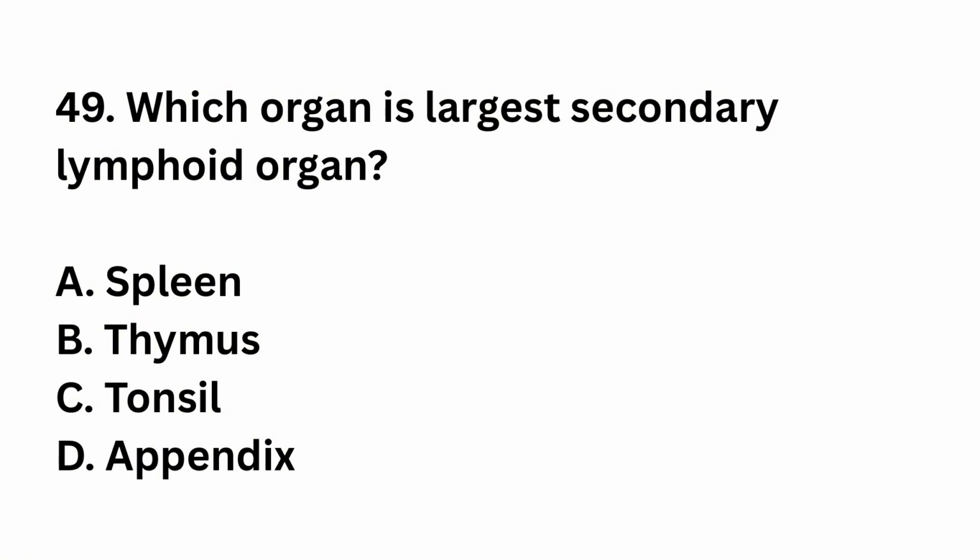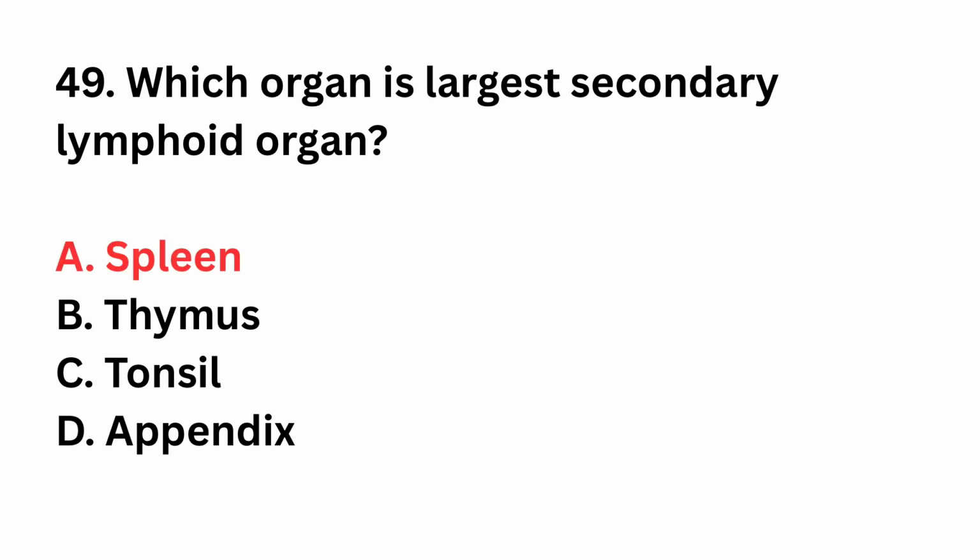Question number 49. Which organ is the largest secondary lymphoid organ? Spleen, thymus, tonsil, appendix. The right answer is option A, spleen. It filters blood and supports immune responses. It contains both red and white pulp.